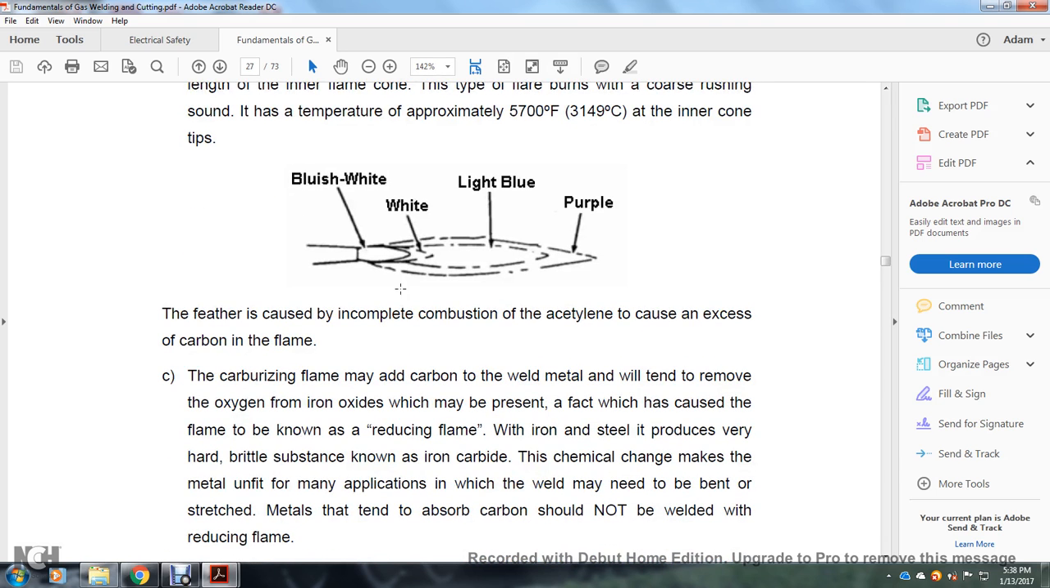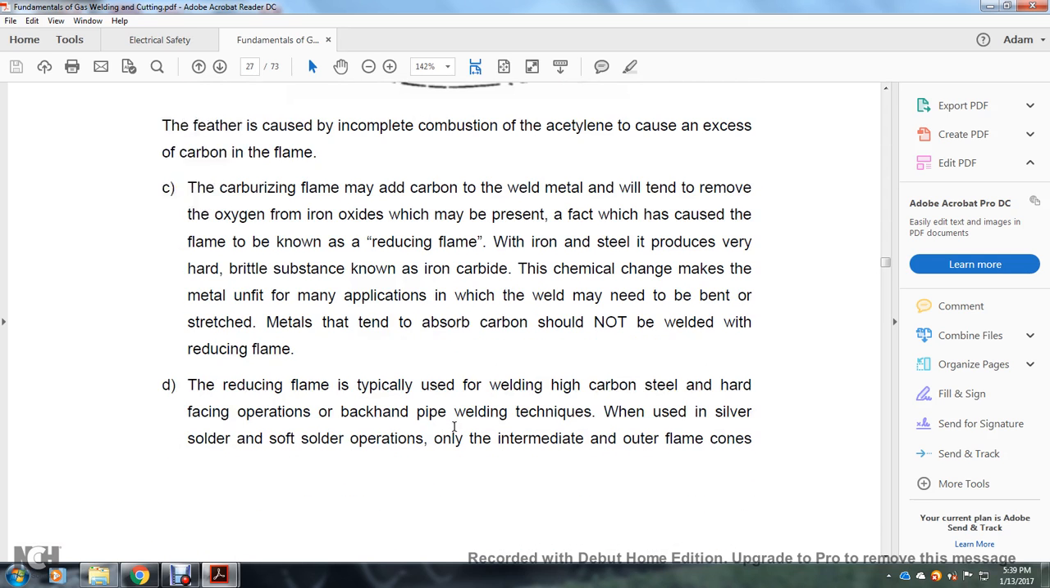The carbonizing flame may add carbon to the welded metal, and it tends to remove the oxygen from any iron oxide which may be present. In fact, this causes the flame to be known as the reducing flame. In iron and steel, it produces a very hard, brittle substance known as iron carbide. This chemical change makes the metal unfit for applications in which the weld may need to be bent or stretched. Metals that tend to absorb carbon should not be welded with a reducing flame.